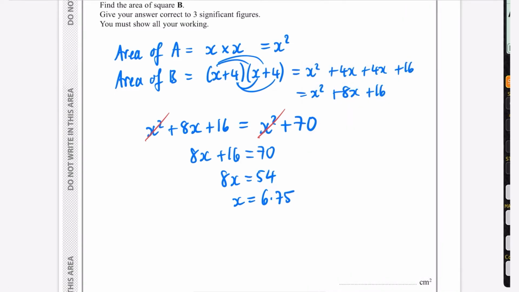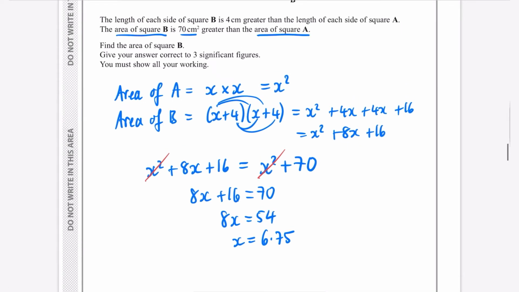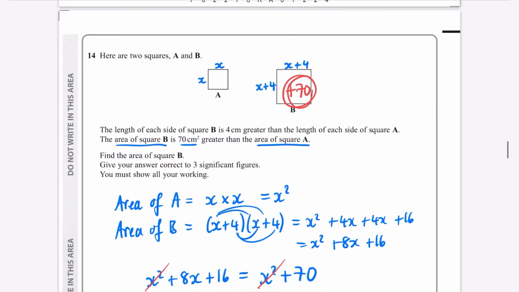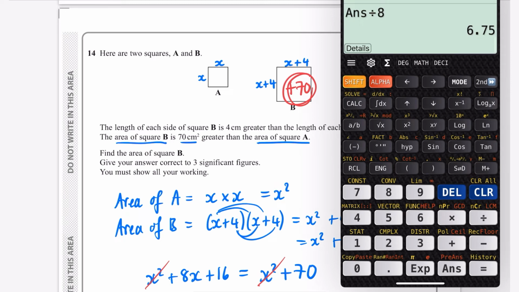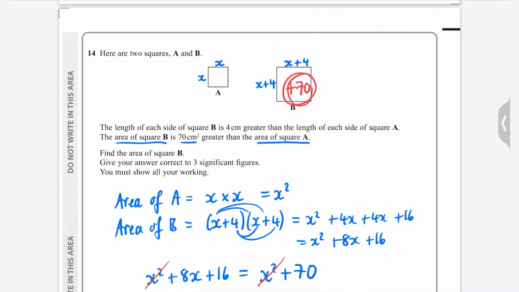Now let's read what the question wants. It wants us to find the area of square B. Give your answer correct to 3 significant figures. So 6.75 is what x is. So this is going to be 6.75 plus 4 for one of the sides. So I'll do 6.75 plus 4. That means each side of this square B is 10.75.